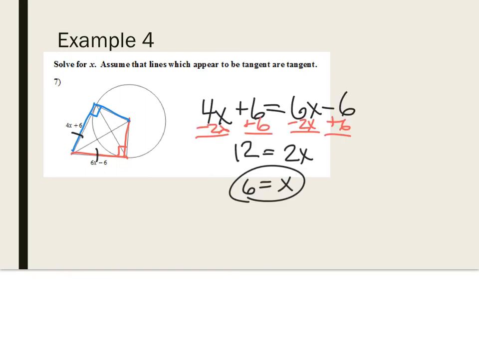When I work through the algebra, I have x equals 6. You can double check that by plugging in a 6, either in your head or on paper. 4 times 6 is 24 plus 6 is 30. So the blue segment is 30. And 6 times 6, 36 minus 6 is also 30. Double check that you got the same thing.